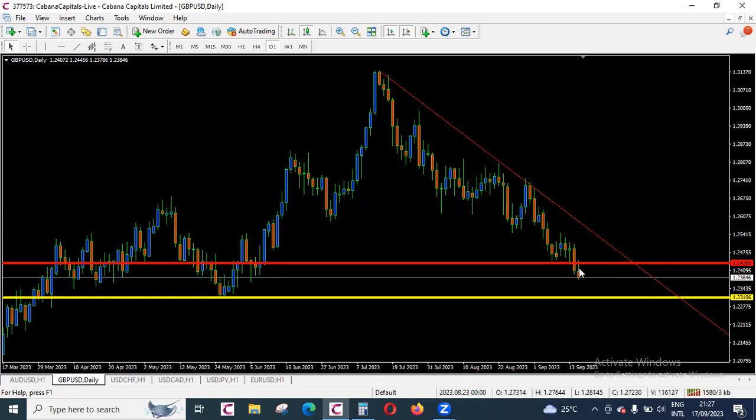So that's my take on GBP USD. This is where they are aiming at. You can see this is equal low. There are a lot of stop losses at this level. So they are most likely going to hunt for the stop losses at this level before pushing price up. I hope that is clear.